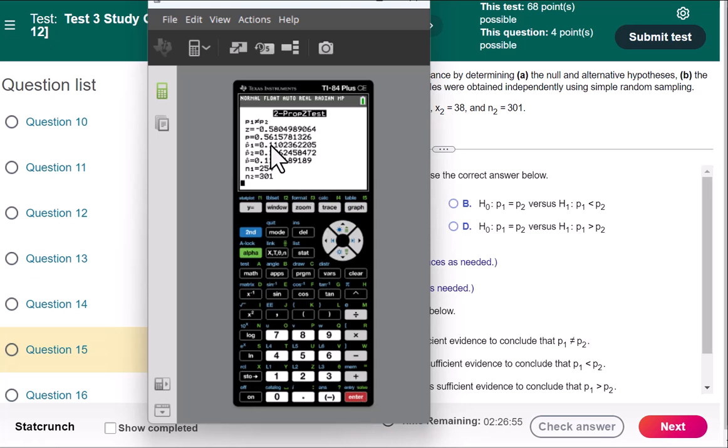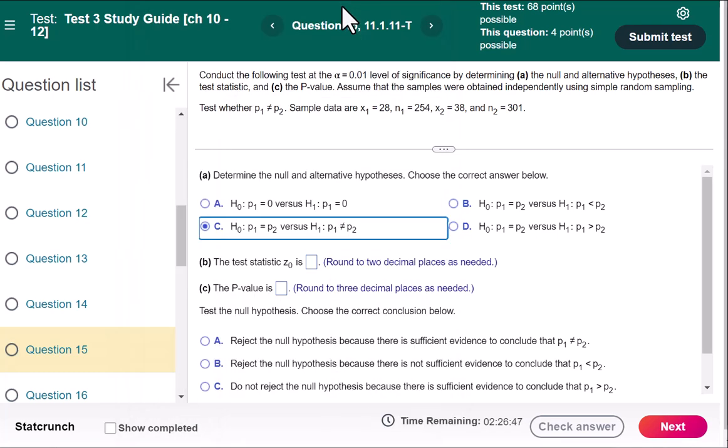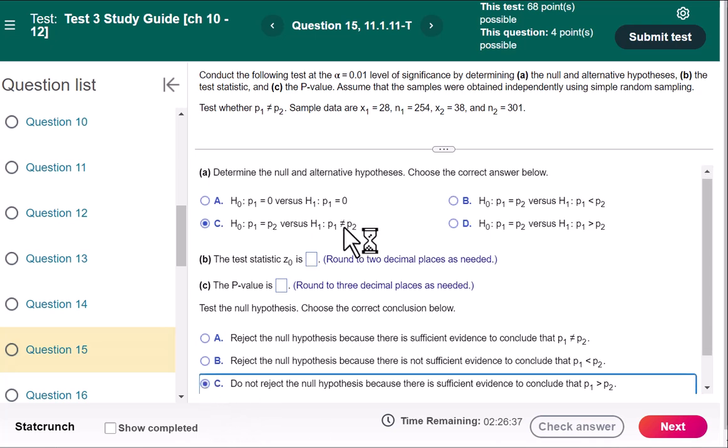calculate, and z is negative 0.58, and look at the p-value, it's a huge 0.56, so you're going to fail to reject the null hypothesis. You fail to reject the null hypothesis, and there is not sufficient evidence to conclude that p1 does not equal p2. You choose this. Next question.